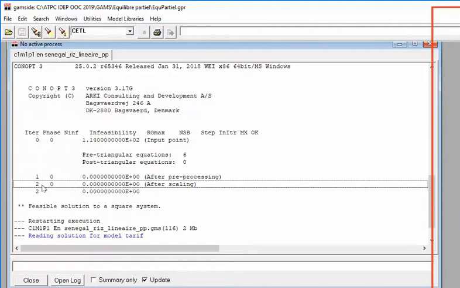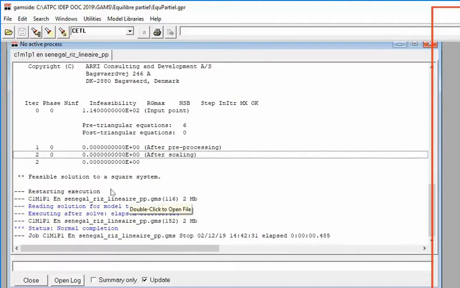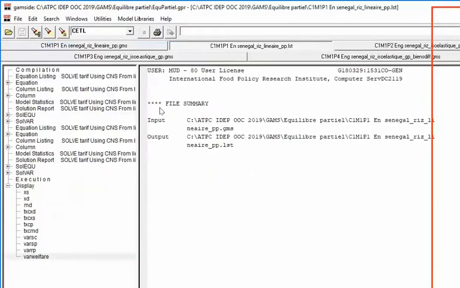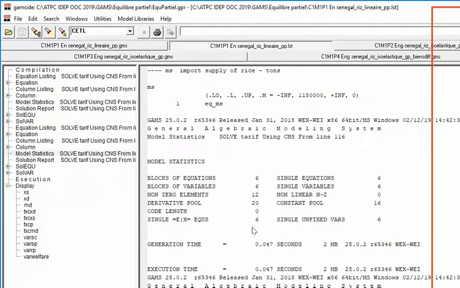Okay, and then in 2 iterations you've got a feasible solution to a square system, and with these new values for the variables of the model, the total infeasibility of the model is 0. So it means that all the equations are again respected. So I can double click on this line, the blue one in bold, and so I've got the LST file. And concerning the LST file, you will check that there are 6 single equations and 6 single variables, so it is a square system.